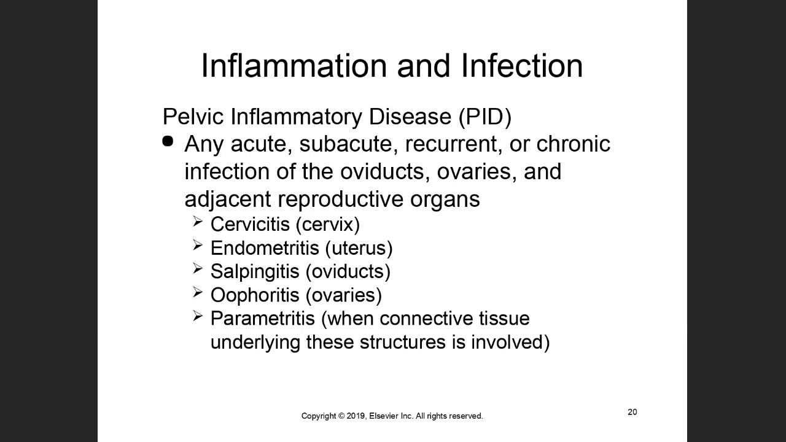PID, pelvic inflammatory disease, is any acute, subacute, recurrent or chronic infection of the oviduct, ovaries, and adjacent pelvic organs. Okay, the oviduct is the fallopian tube. We have cervicitis in the cervix, endometritis in the uterus, salpingitis in the fallopian tube, that is the oviduct, oophoritis in the ovaries, and parametritis when the connective tissue underlying these structures is involved.